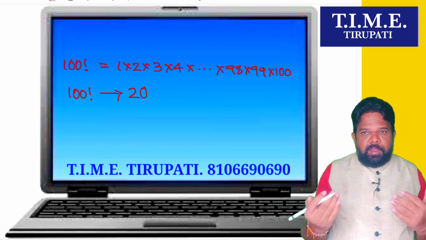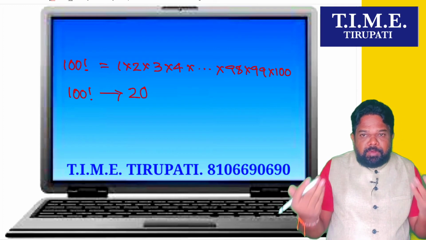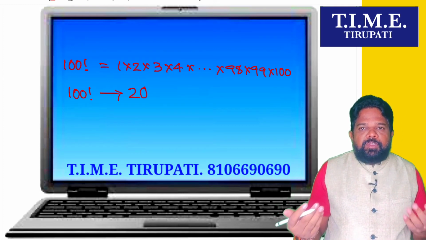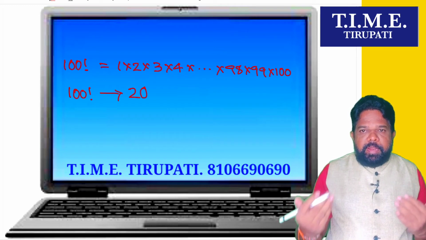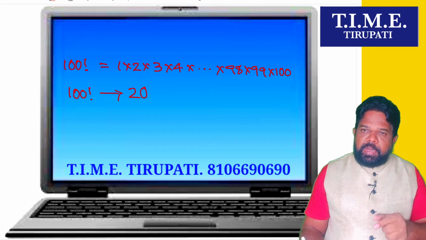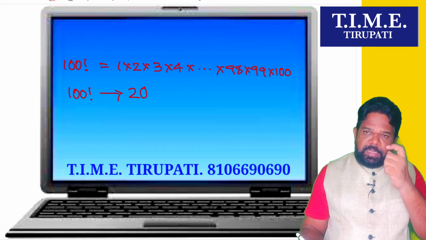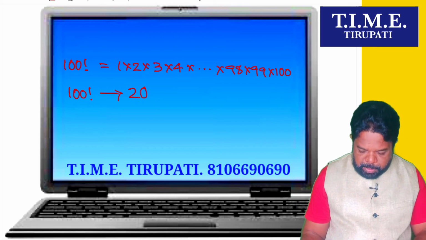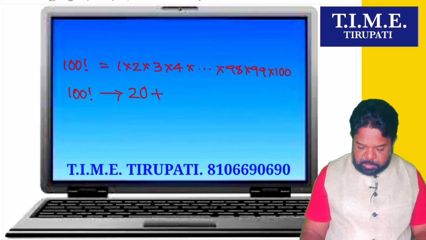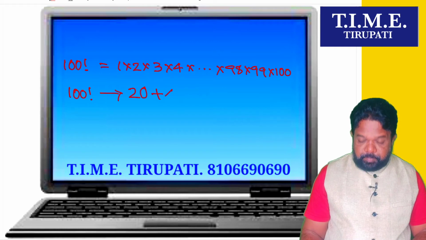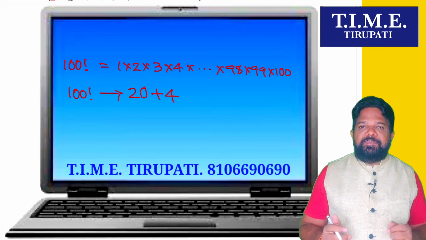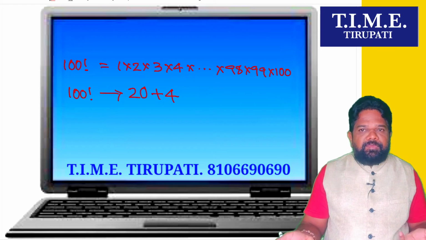100 by 5. Why do you take only 5? We require the number of 5s, how many 5s are there in the product 100 factorial. So, 100 by 5, the quotient is 20. Again, this 20 divided by 5, you calculate the quotient again. 20 by 5, how much is the quotient? 4, so plus 4. You have to calculate this up to less than 5. So, here 4 is less than 5.